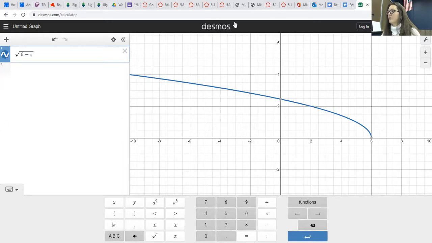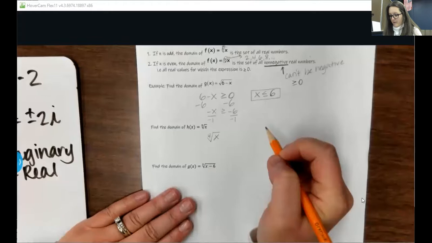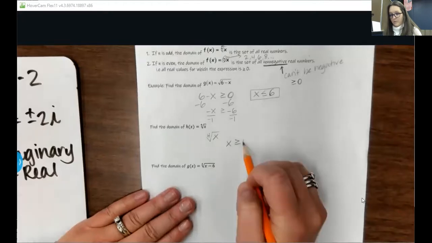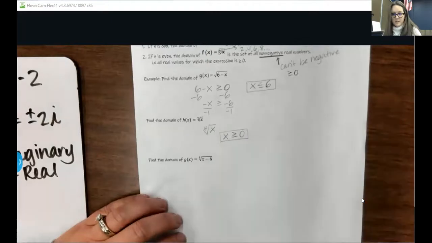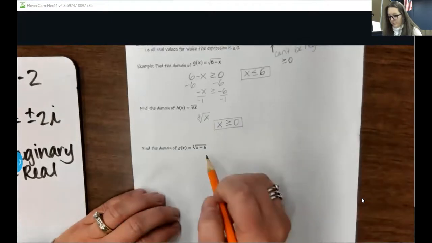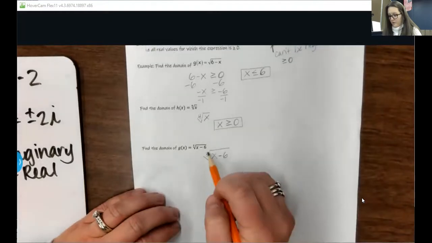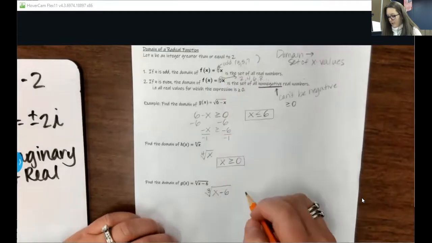Okay, so I'll stop sharing that. So we proved ourselves right. That's good to know. Go back here. So if I have the 4th root of x, I know that my x value, the outcome of this, has to be greater than or equal to 0. Oh, well, I've already solved it. And we already saw that one on the Desmos, so that's good. And then we have the cubed root of x minus 6. Well, since it's cubed, we're going to follow our rule up here because it's odd, so it's the set of all real numbers.